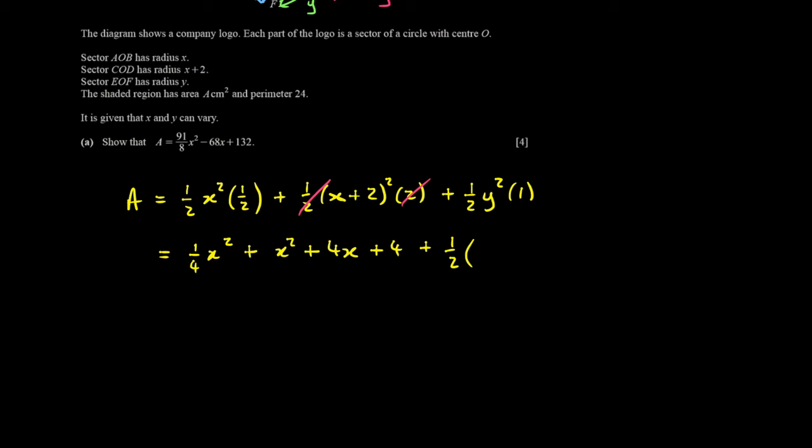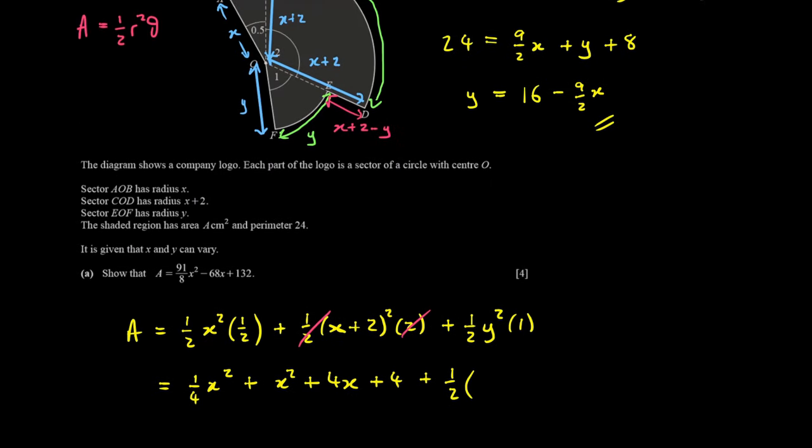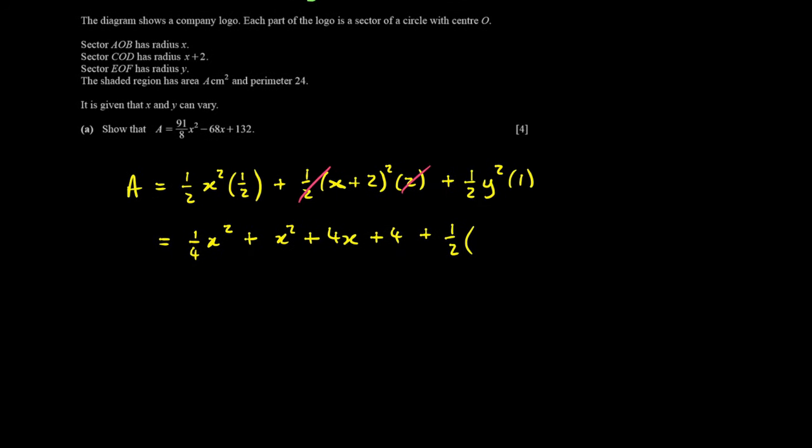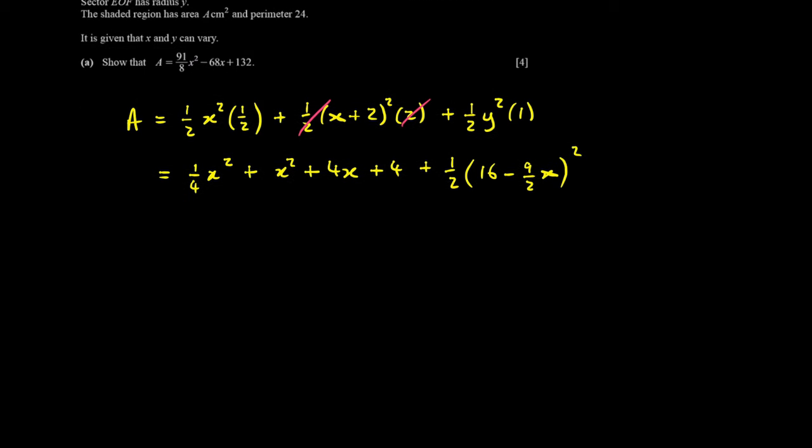of y squared. Now, we learned in the earlier part that y is 16 minus 9 upon 2x. So this is 16 minus 9 upon 2x all squared. Okay, well, let's try to simplify. 1/4 x squared plus x squared is 5 upon 4 x squared, plus 4x plus 4, plus 1/2 of, well, let's expand this whole thing. 16 squared, I think it's 256, isn't it? Sorry, brain's not fully functioning. Let me just check that with the calculator. 16 times 16, yeah, 256.